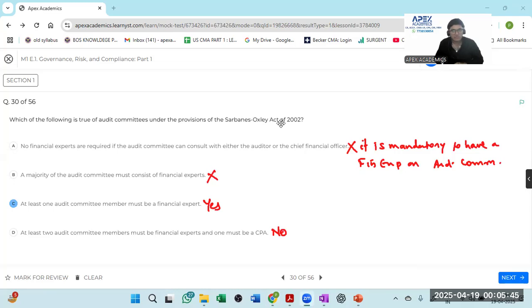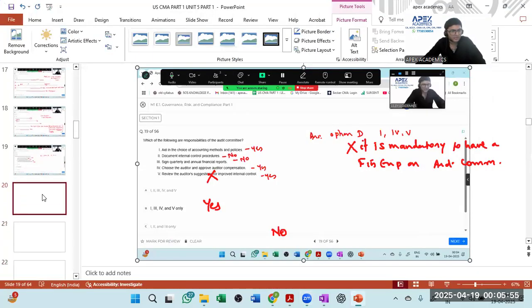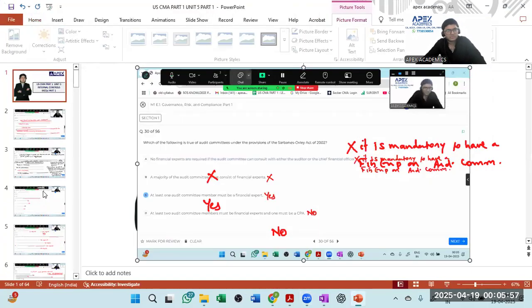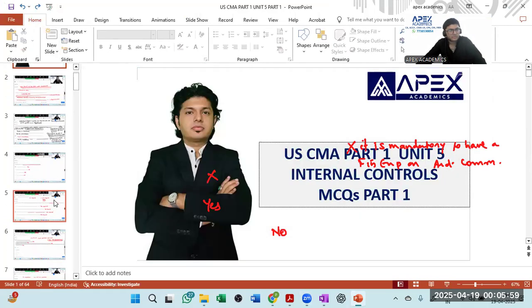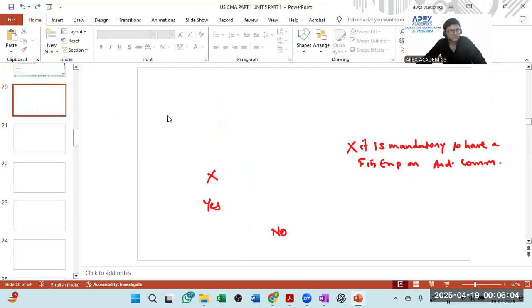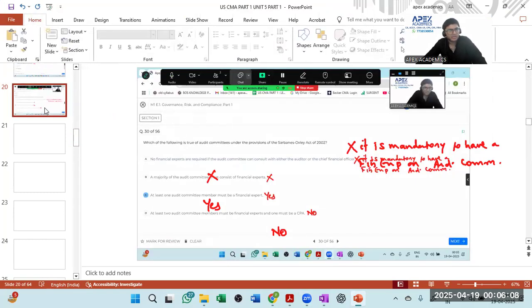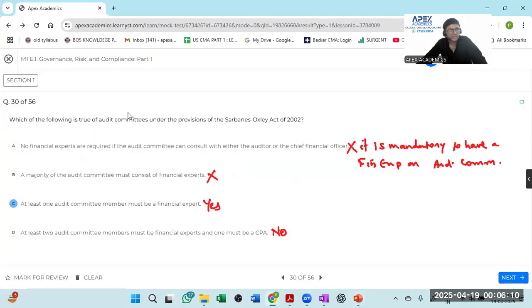So Sakshi, what have you chosen? Sakshi has chosen C for this. So correct, Sakshi. Very good. Your answer is correct. Right? That's question number 30. Next. Which is the next question?